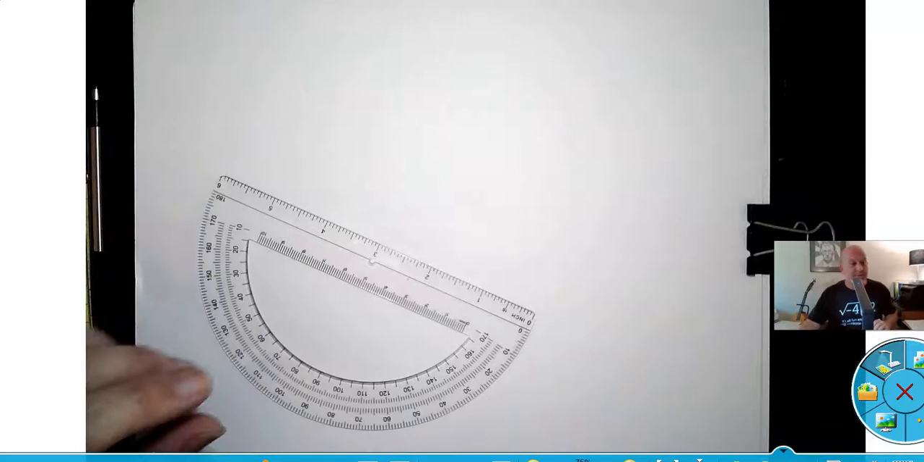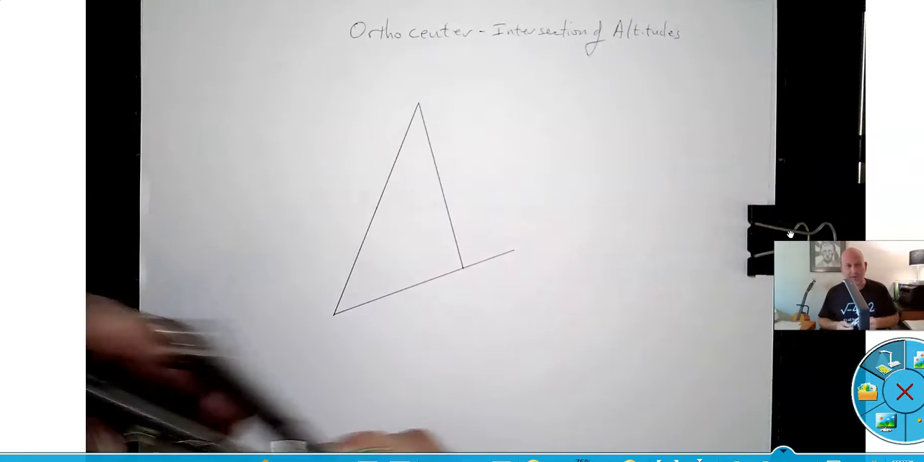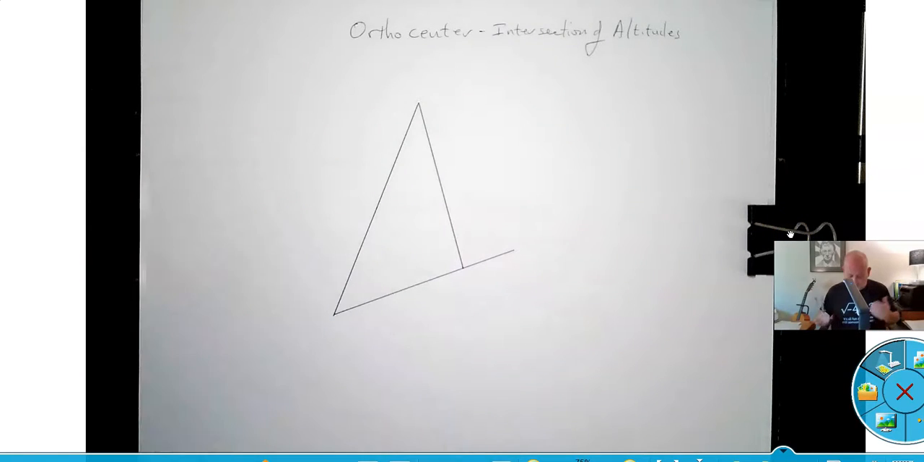Okay, so let's see if we can construct an orthocenter. I want to save time and just draw the triangle first. Okay, so we have our triangle here. We need to construct our altitudes so we can see if we can get them to be concurrent.